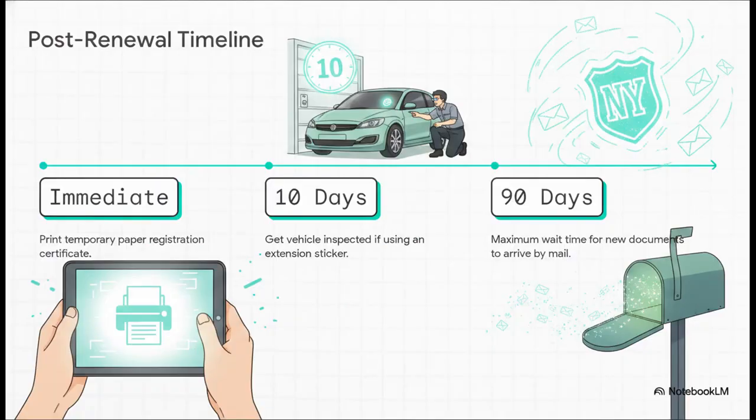Let's put this into a quick timeline. You get that immediate temporary paper proof right away. If you are out of state when your inspection expired and you're using an extension sticker upon returning, you have exactly 10 days to get inspected. As for your actual physical sticker and registration card, the DMV officially advises it can take up to 90 days to arrive by mail, even though it usually shows up in a week or two. Once it does finally arrive in the mail, swap out that old sticker immediately.